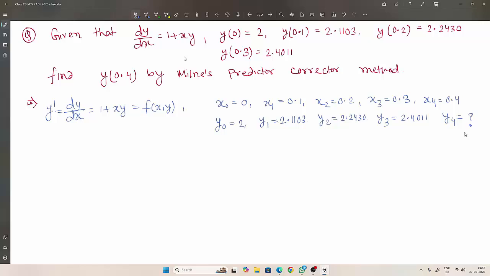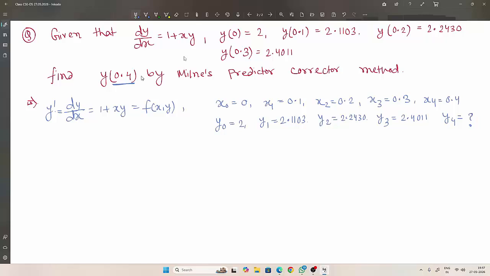We need the y4 because we need the y value at the point 0.4, and this 0.4 is your x4. Now, if in the question they ask you for y of 0.5, that means two times Milne's predictor-corrector method. First you have to find 0.4, then you have to go to 0.5, and such type of problem will not come in your exam. In the exam you will get just one step. That means four previous values will be given and you have to go to the next step. So this type of problem will come in your exam.